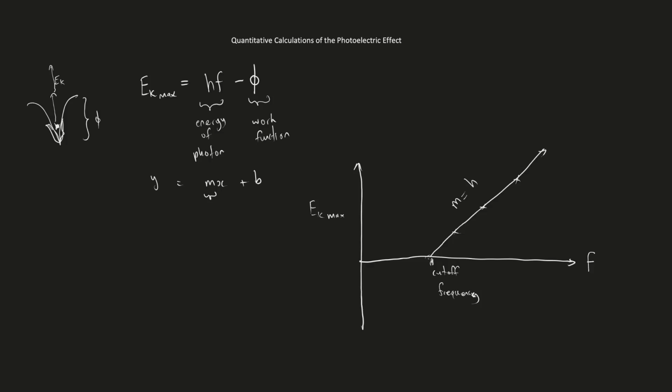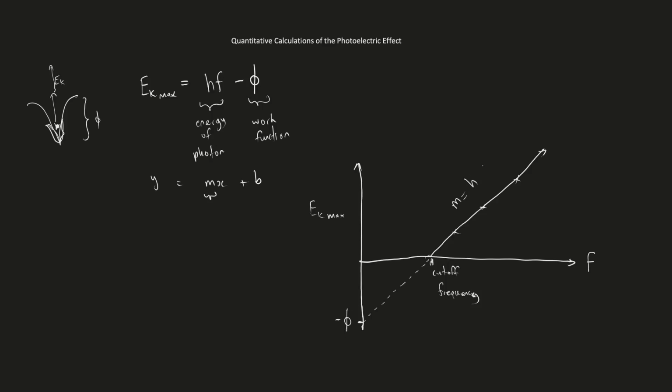Beyond here, we could extrapolate this, but we can't necessarily measure values back here because there just aren't any electrons being ejected. But if you extrapolate this line back and look at the y-intercept, that value is minus phi. That is our work function. So all our key values: the cutoff frequency is the minimum frequency that will eject an electron. The y-intercept, if we extrapolate back, is our work function, the amount of energy required to remove the electron from the surface.